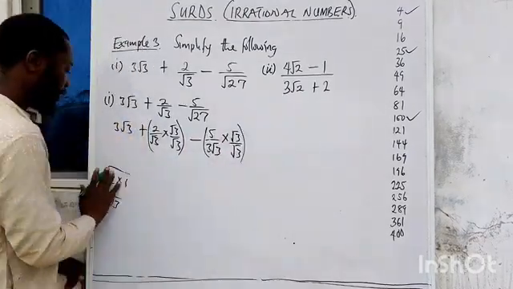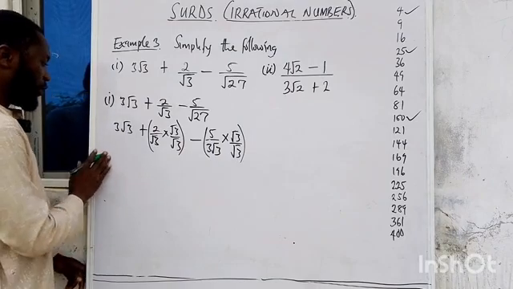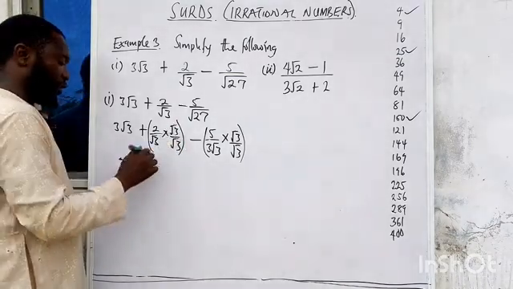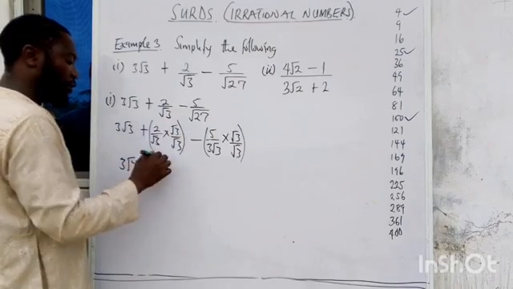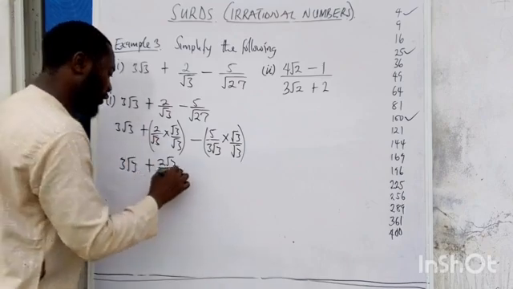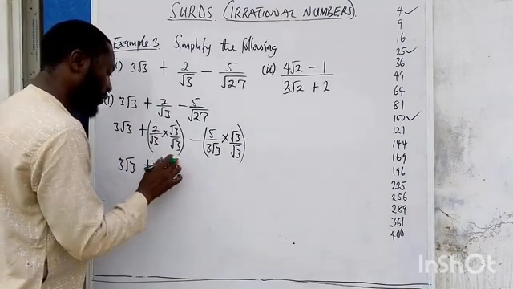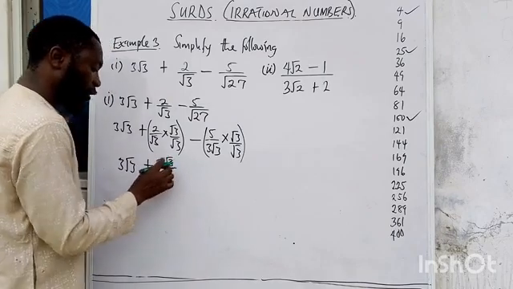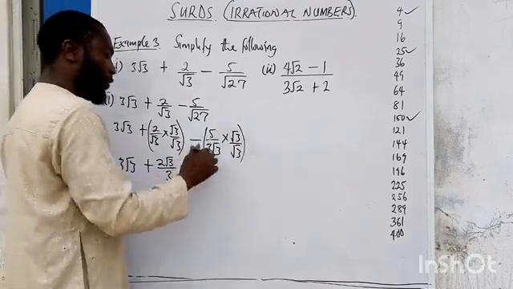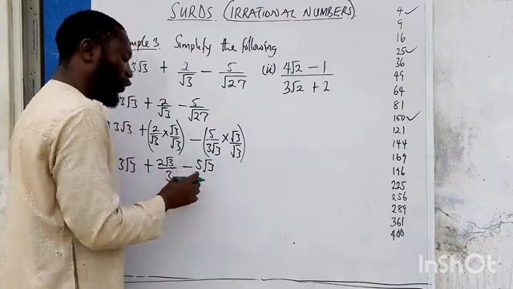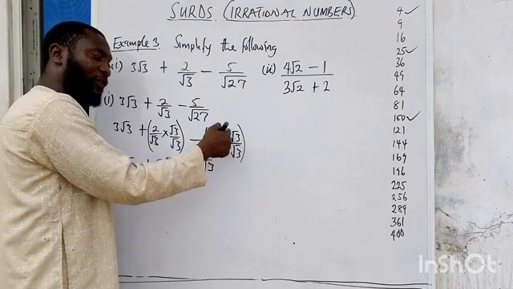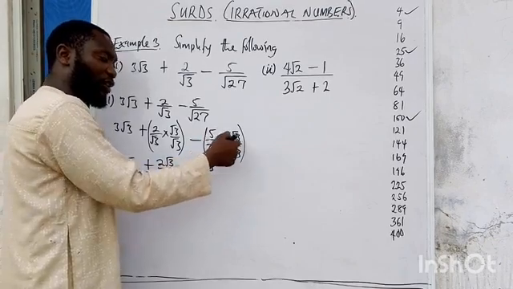Now, let's simplify further. This 3 remains the same, 3 root 3. By the time you open the bracket here, you have 2 multiplied by root 3, that is 2 root 3. Root 3 multiplied by root 3 is square root of 9, which equals 3. So here you have 2 root 3 divided by 3. We do the same here, minus 5 multiplied by root 3, that is just 5 root 3. Don't forget, 5 cannot multiply the value inside the root. It will only multiply the value outside. The value outside here is 1, so 5 times 1 is 5, and root 3.